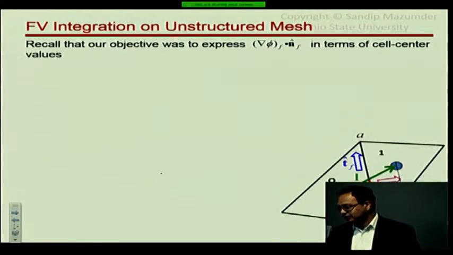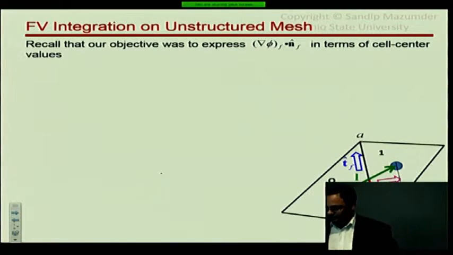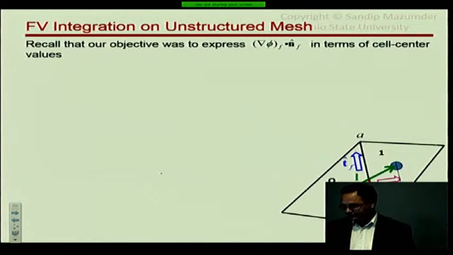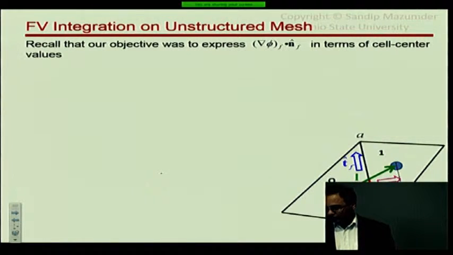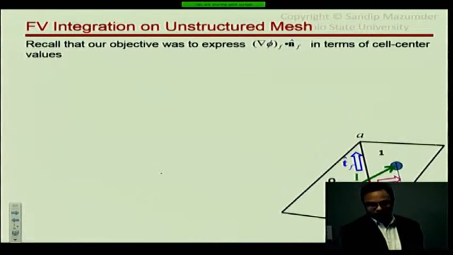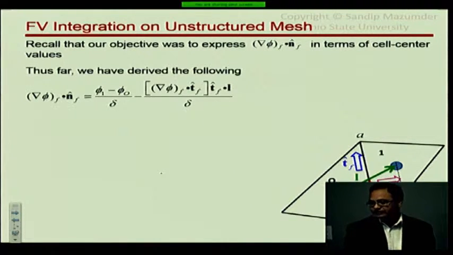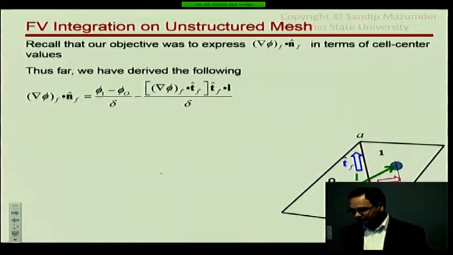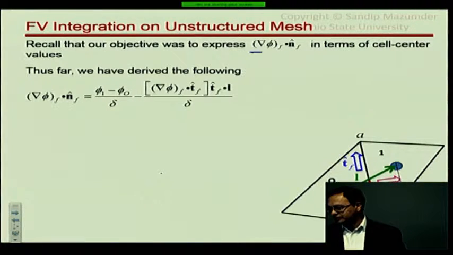Last class, if you recall, this is the stencil or unstructured cell we were looking at. We were looking at how to do finite volume integration over this control volume. That one is our cell of interest. And what we said was, we have this term that we are trying to discretize. This is the main term.